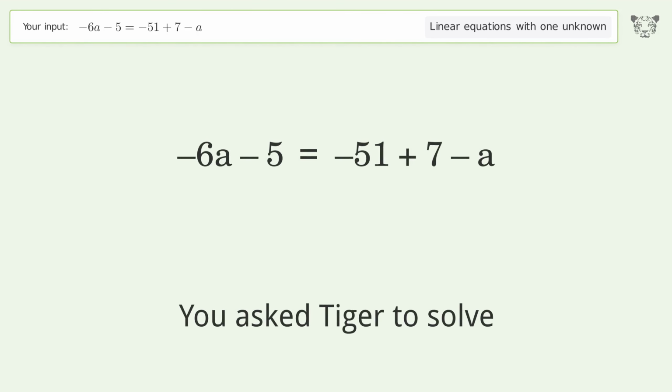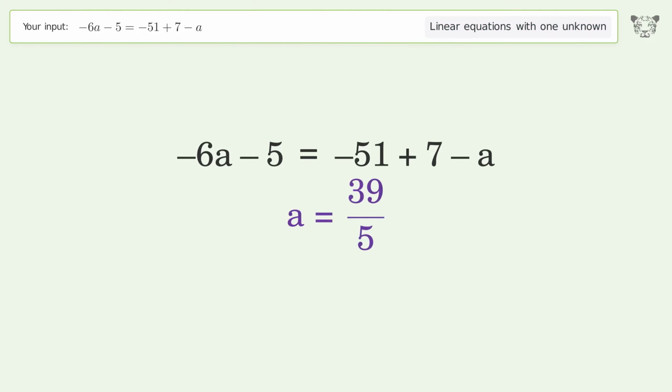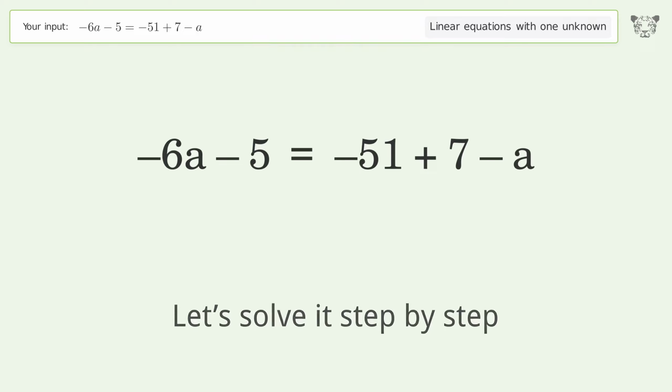You ask Tiger to solve. This deals with linear equations with one unknown. The final result is a equals 39/5. Let's solve it step by step.